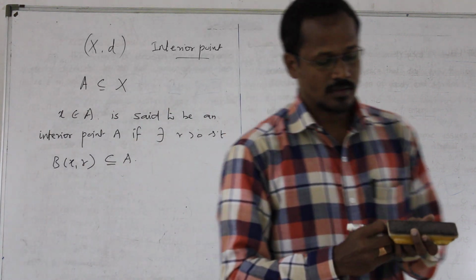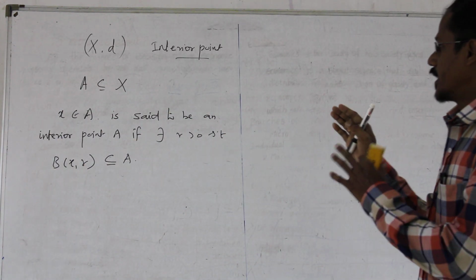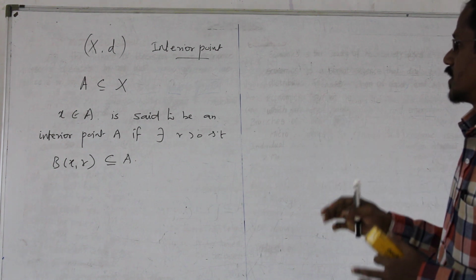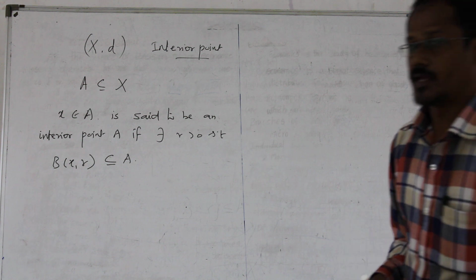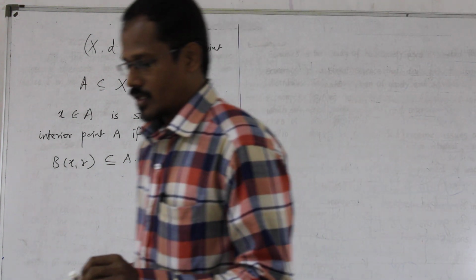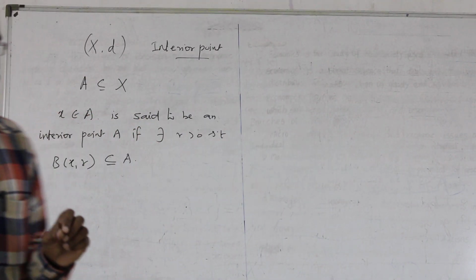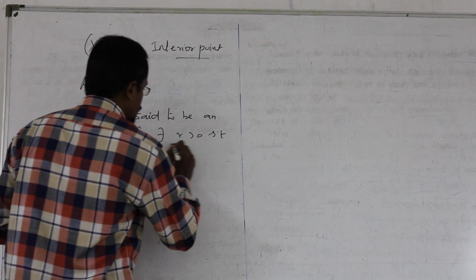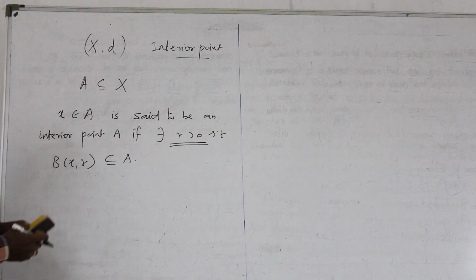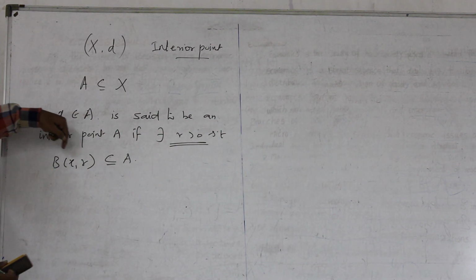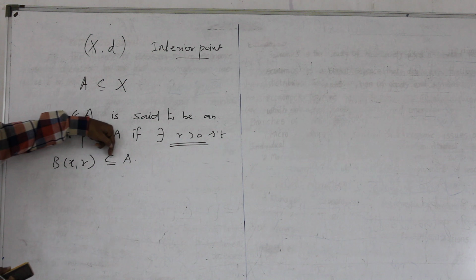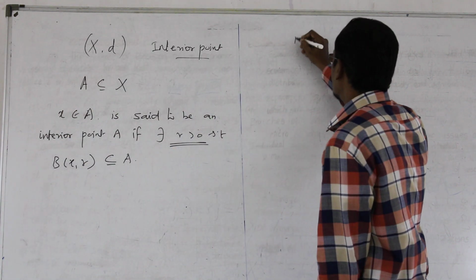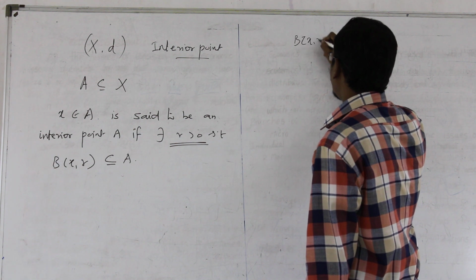I will explain. A point x in a given set A is said to be an interior point of that set A if corresponding to that x there exists some r positive such that the open ball with center x and radius r is completely contained in A. We know the definition of an open ball with center x and radius r. What is it actually? B of x comma r.